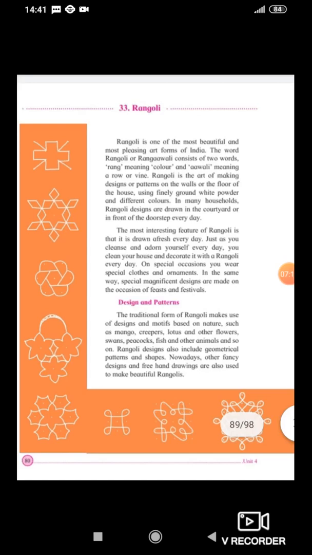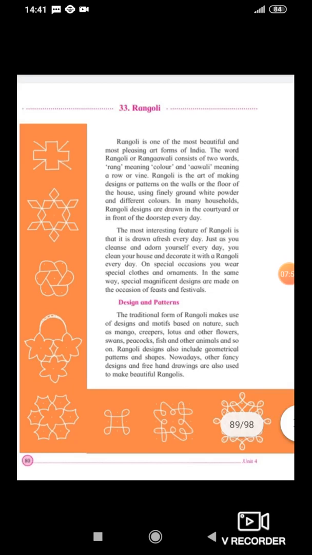As you cleanse and adorn yourself every day, you clean your house also and decorate it with a rangoli every day or on special occasions. Like in Deepavali, a festival of joy, a festival of light, you all wear different types of clothes, special clothes and ornaments. On that occasion of feasts and festivals, rangoli is drawn afresh every day with magnificent designs.